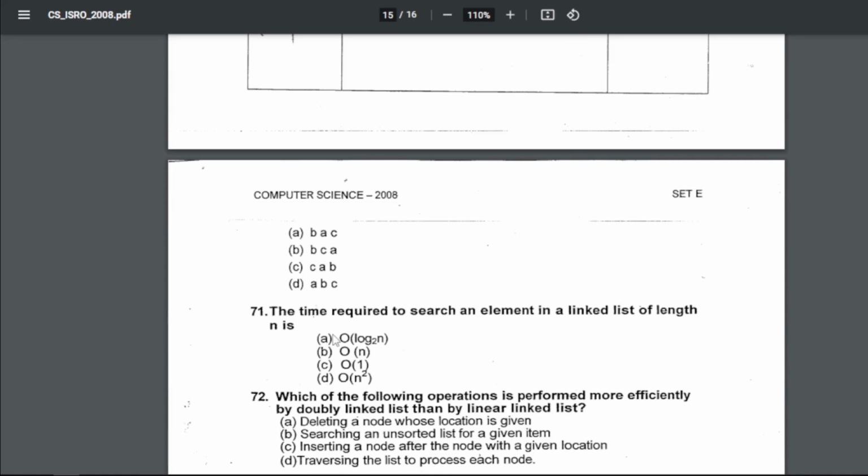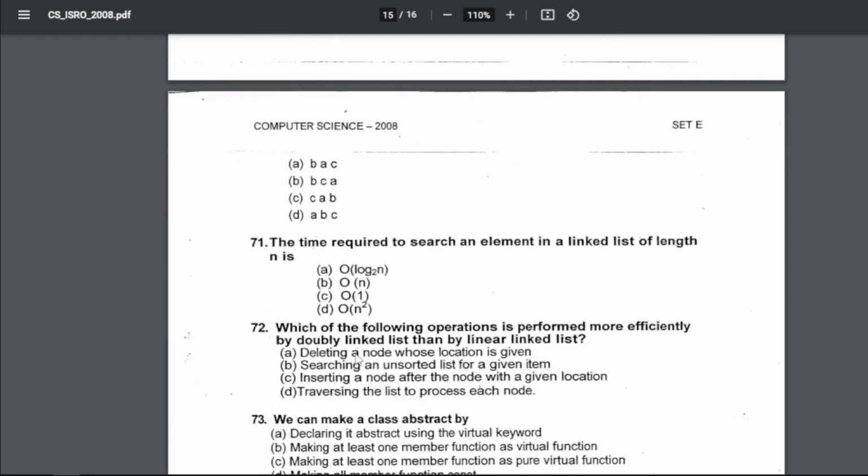Now question number 71 is the time required to search an element in a linked list of length n. Obviously the time is order of n, because we have to traverse the list. In the worst case, the element to be searched has to be compared with all elements of the linked list. It will take order of n time to search the element, right?